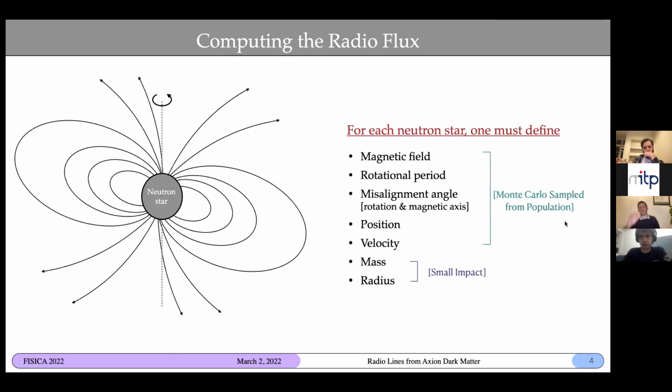All right, so let's say we want to calculate the radial flux from an individual neutron star. Let's start with the simplest case and ignore the broader population. In order to do this, we need to understand quite a few properties about the neutron star, about the magnetosphere, and about the environment in which it lives.